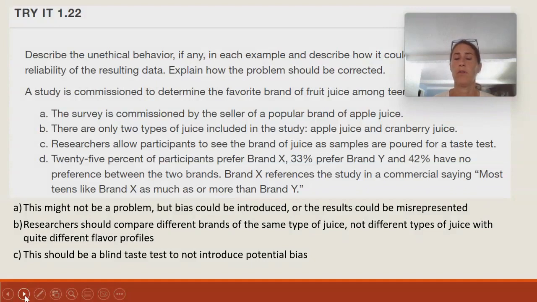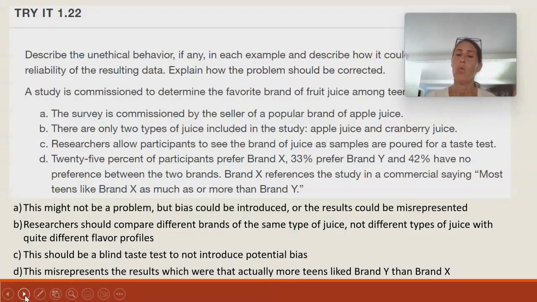D, 25% of the participants prefer brand X, 33% prefer brand Y, and 42% have no preference between the two brands. Brand X references the study in a commercial saying, most teens like brand X as much as or more than brand Y. So this was a little bit tricky, but look, 25% of the participants prefer brand X, 42% have no preference. So the commercial is putting those two together and making it seem like more prefer X, when in reality, more specifically prefer Y. You can't really consider the 42% that don't have a preference.